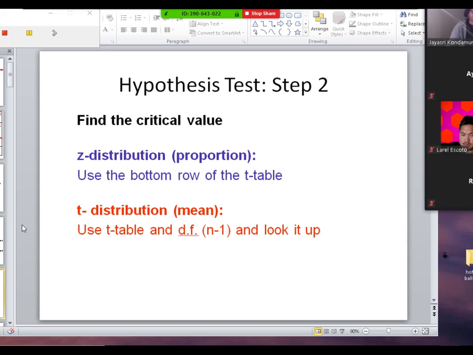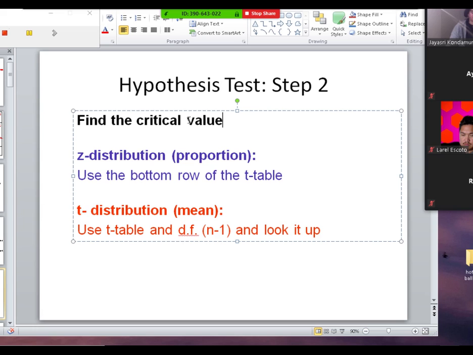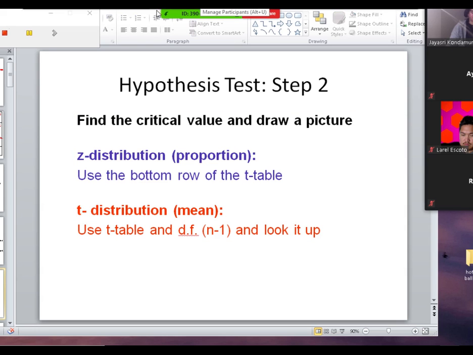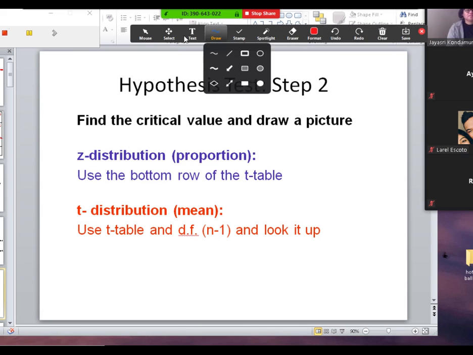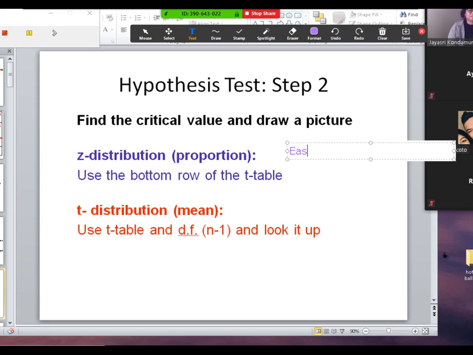Then we're going to go to step 2. Find the critical value and draw a picture. So for this one, to find the critical value, you're just going to use the table. If it's a z distribution, then you're going to use that whole idea of easy peasy, right? Easy peasy, and this tells you if it's a proportion, you're going to use the z table. That's the bottom row of the t table.